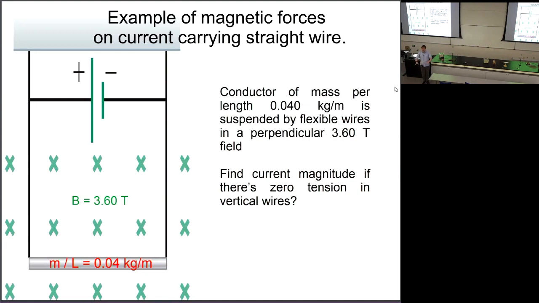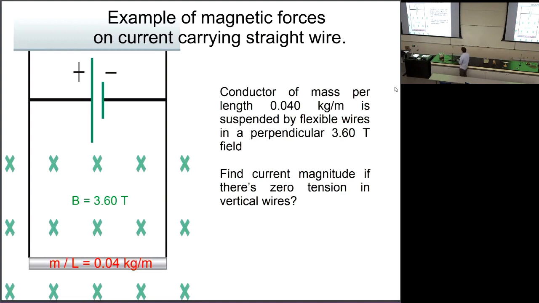space. And it's floating there in space, sort of meditating there, because there's a gravitational force downwards, but there's a compensating magnetic force that must be upwards. And our task is to figure out what is the direction of the current that will accomplish that, and what is the size of the current that will accomplish this floating, meditating wire. Okay, see if we can do that.